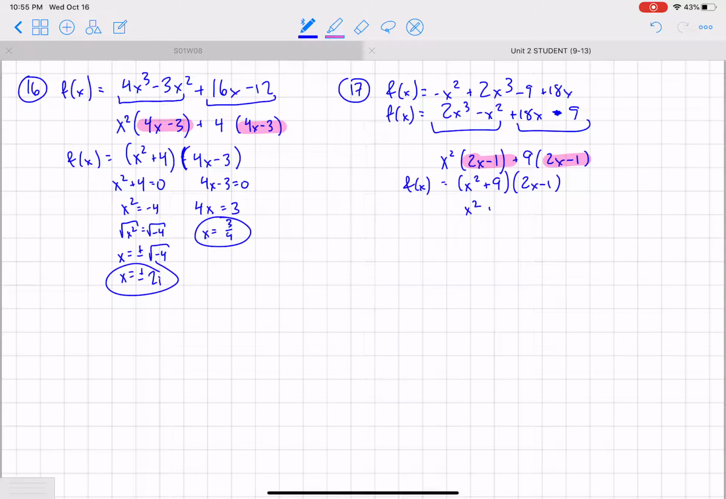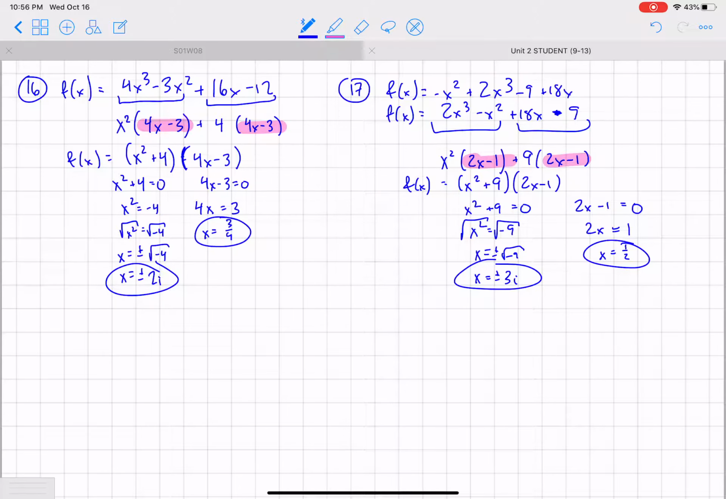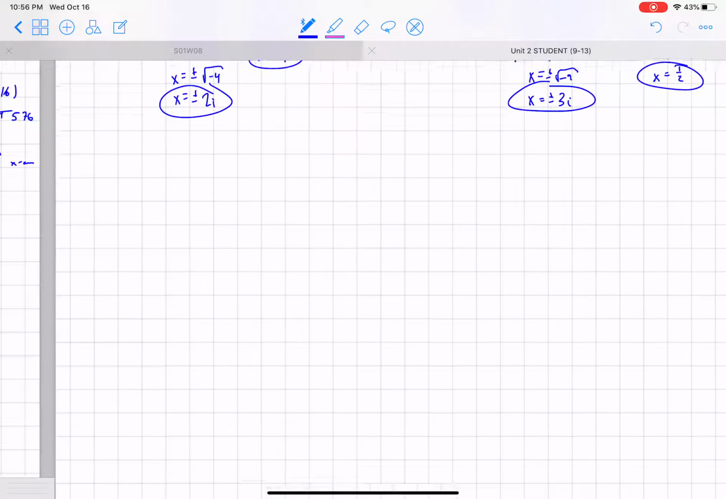And again, we set these equal to 0 and then solve for x. So we get 2x equals 1 for this factor. So x is equal to 1/2. Over here, though, we get x squared is equal to negative 9. So if we take the square root of both sides, we get x is equal to plus or minus the square root of negative 9. So x is equal to plus or minus 3i. So those are our zeros. Let's move on to our next problem.